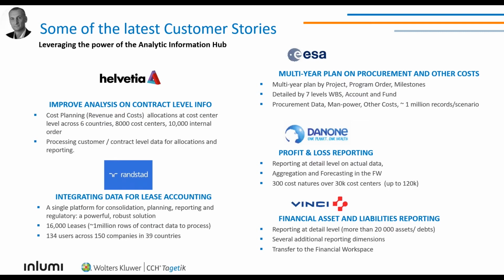So they can do very detailed cost analysis, drilling down from their P&L in the financial application layer down to each individual line in the Analytical Information Hub. And last but not least, Vinci, which is a company in the construction area, an international company. They are doing more or less the same as Danone, but not with a profit and loss statement. They are storing financial assets and liabilities at the lowest level, so they can connect from the balance sheet and drill down to the very lowest level to see each individual asset and each individual liability.